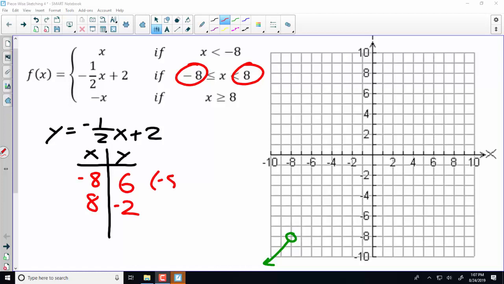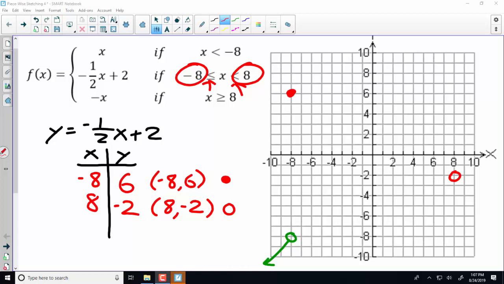But please remember, everyone, you have to pay attention when you use these endpoints of an interval to if you have an equal to or not. This equal to right here means the point at -8, 6 is going to be a solid point, and this lack of equal to here is going to mean the point at 8, -2 is going to be a hollow point. All right, so -8, 6. Here it is. That's the solid one. And 8, -2. That's going to be the hollow one.